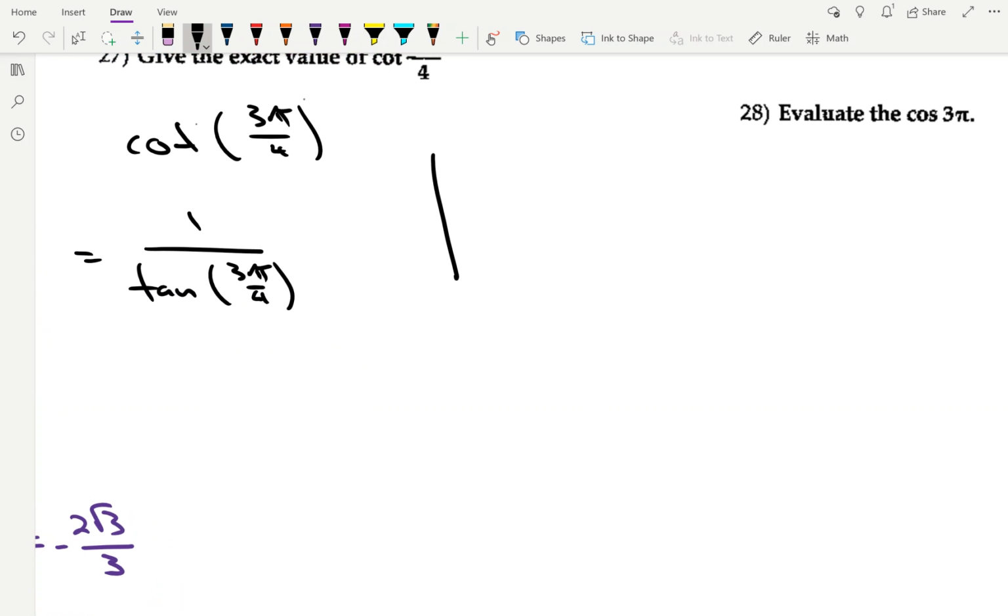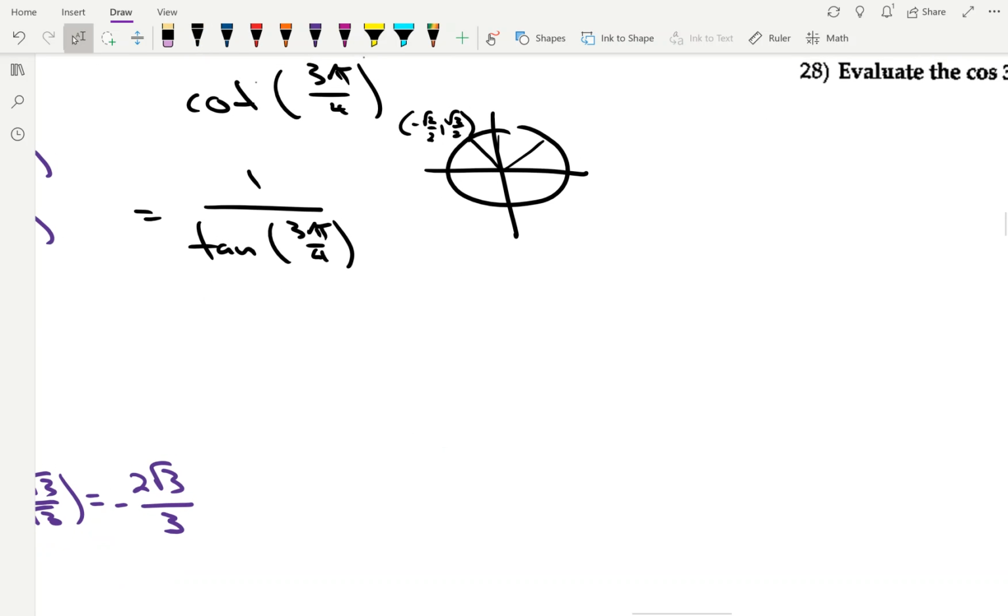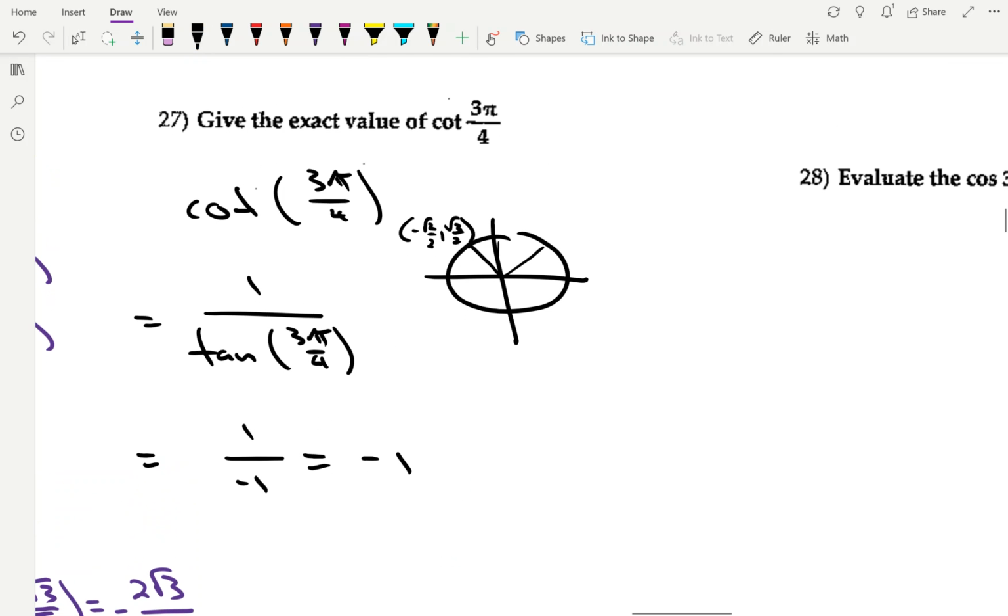So unit circle, 3 pi over 4, pi over 4, 2 pi, 3 pi. So 3 pi over 4 is here. You know that's negative root 2 over 2, root 2 over 2. So tangent of that guy, oh, it's easy. It's just negative 1. Tangent is just y over x. So I'll just write negative 1. So you just get negative 1 there. Yeah, I was just testing to see if you knew what I was talking about there. I knew it the whole time.